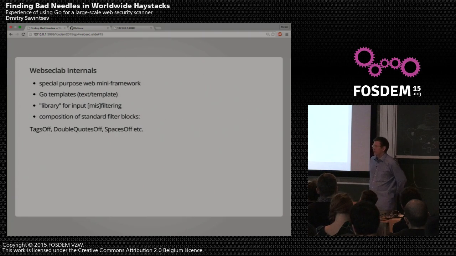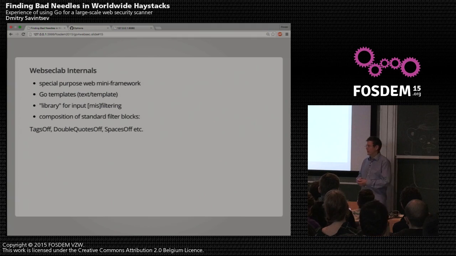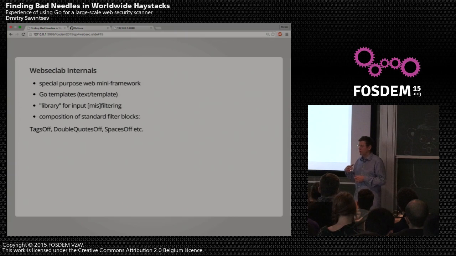You can think about this, I realized when I've done this, as a special-purpose web mini framework. It has a place where it picks up the templates. It uses Go templates, but of course it uses text template so that we could do the bad output. It has some library of filtering, and the filtering has standard blocks. For example, tags off or on. If it's tags off, then we filter all the tag characters, or double quotes on and off, whether it goes through or not.